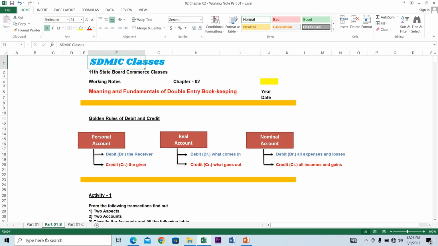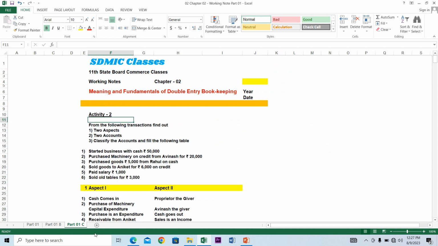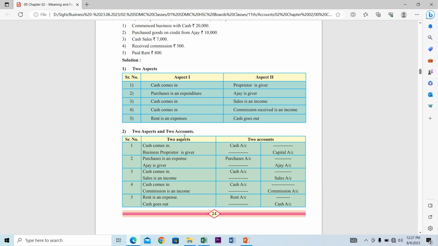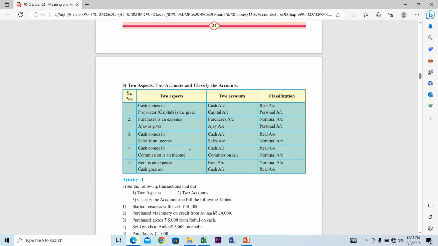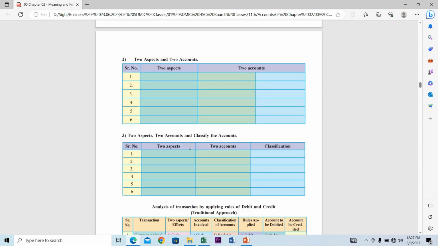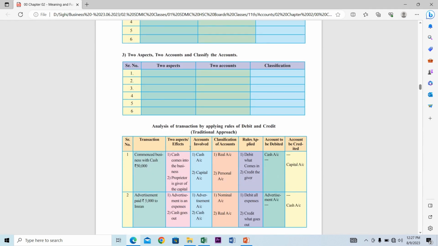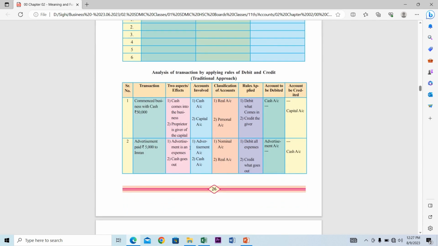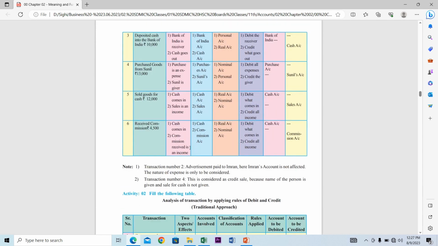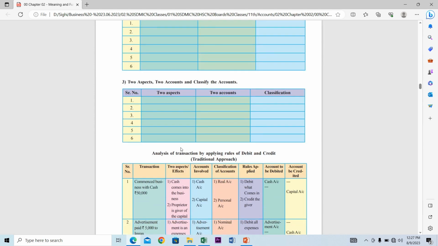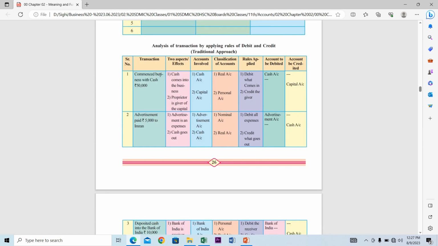Okay. Now in the third step, the third thing: analysis of transaction by applying rules of debit and credit. It's a traditional approach. So I will explain it better to you in the Excel sheet.